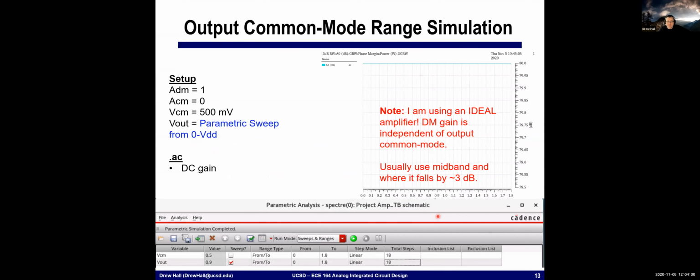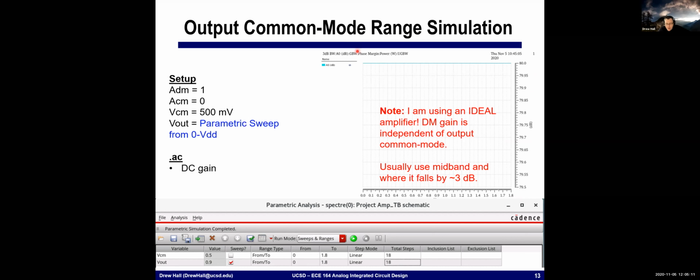All right, so how do we simulate the output common mode range? Very similar to the input common mode range. Now we're going to set the input to a voltage that's within the input common mode, and then we're going to sweep the output voltage from 0 to VDD. And so that's my second line in my parametric sweep down here. You'll notice that you can set up a whole bunch of different sweeps and just not turn them on by not checking them here. And so here I'm sweeping the output from 0 to 1.8, and I'm doing 18 steps of that. It's shown up here where I'm plotting the DC gain by the output voltage.